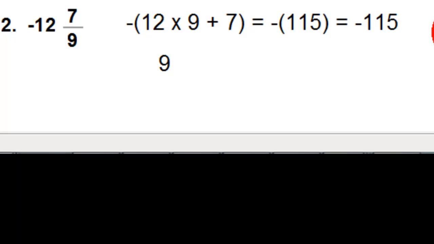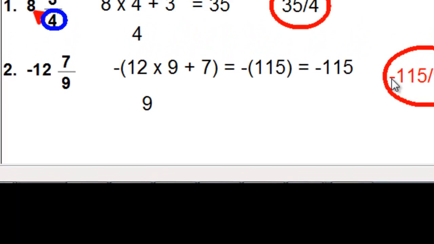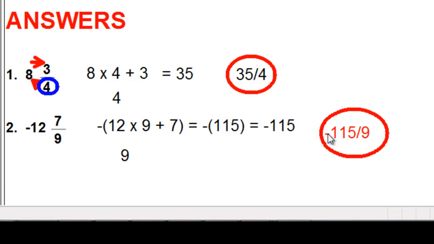So I've made this red just so you can see that you have a negative here this time. So still, you keep your negative here, negative here. So the original negative is carried off into your answer. So it's negative 115 over 9.